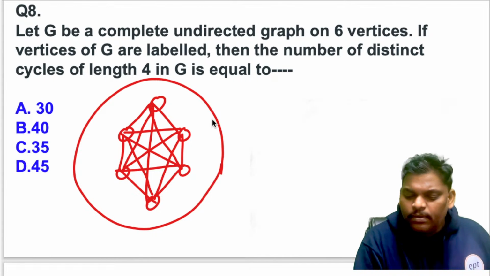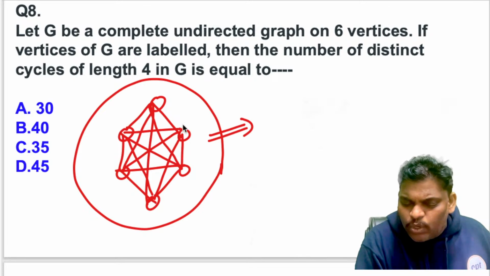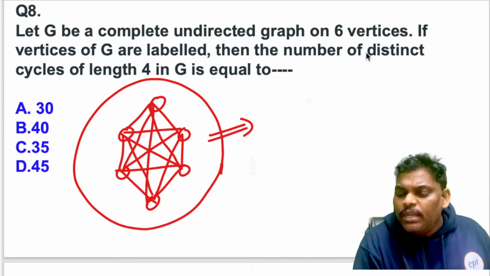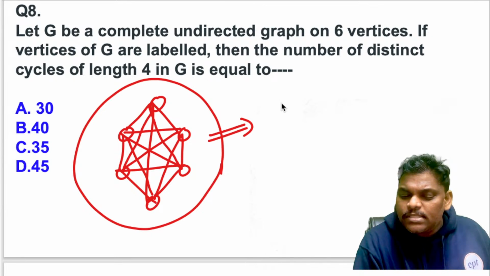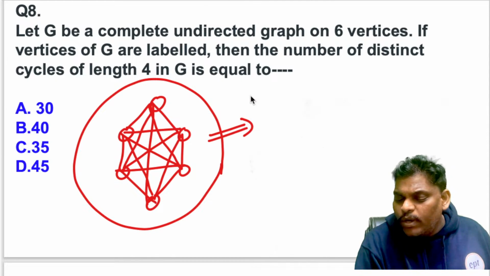Now see what happened. Listen, he is asking in this graph, a 6 vertex complete graph, how many 4 length cycles are possible? In a 6 vertex graph, how many 4 length cycles are possible?